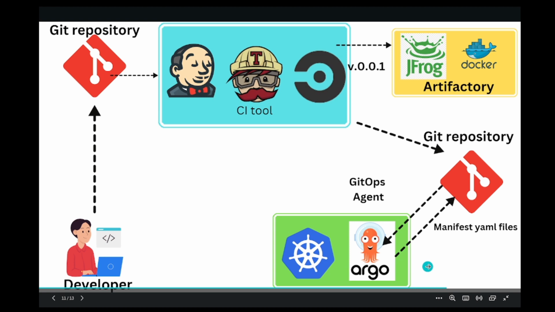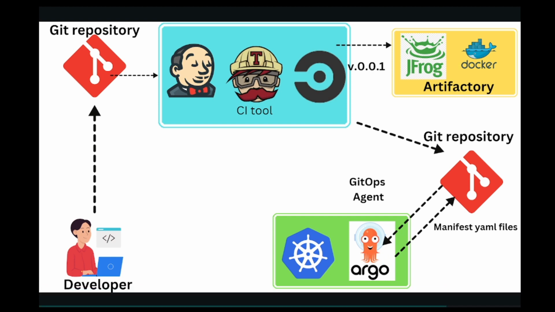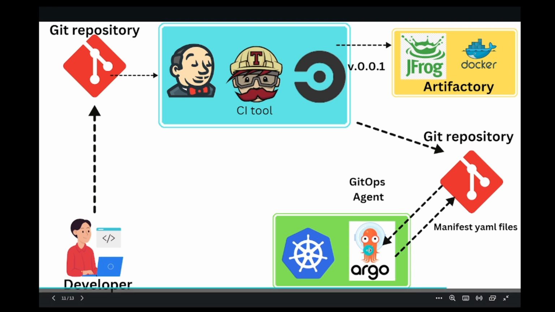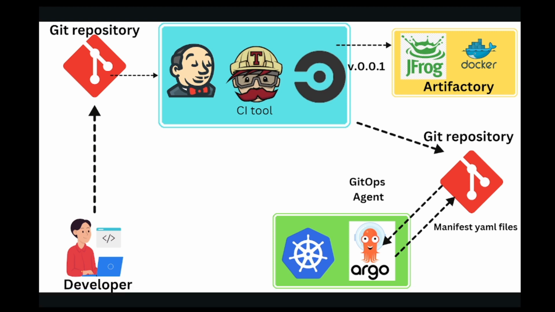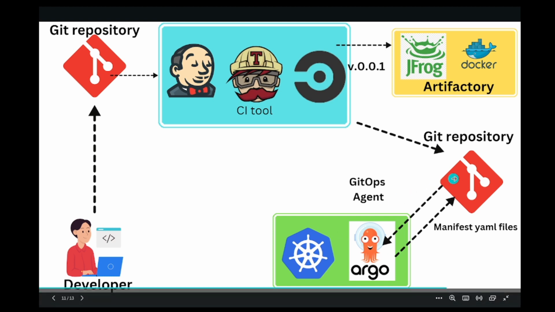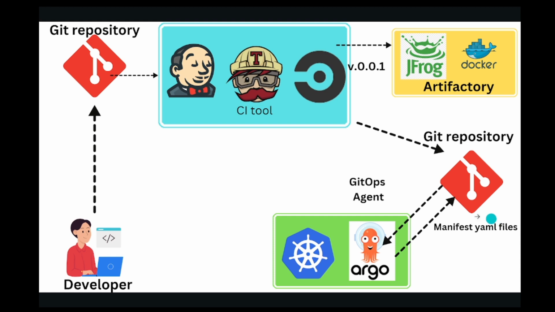In one of the principles I was talking about the GitOps agent. Here the GitOps agent is represented by one of the famous GitOps tools, which is ArgoCD. Your GitOps agent will be installed in your Kubernetes cluster. And this GitOps agent will be constantly monitoring or constantly checking your Git repository. This Git repository, with the manifest YAML files or the Helm charts, can be considered the configuration repository.